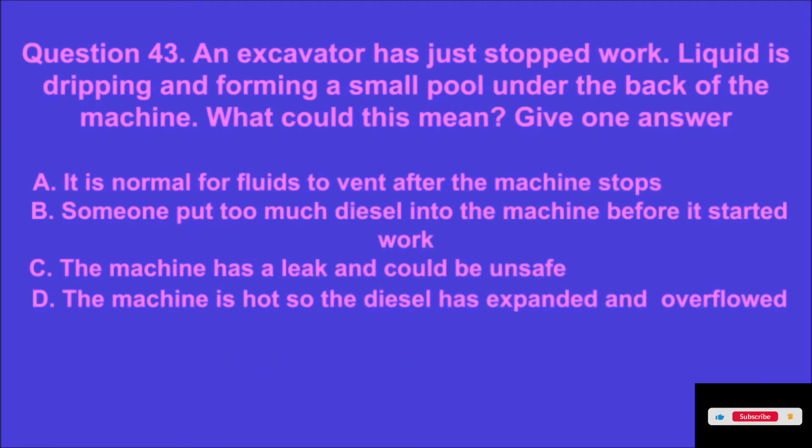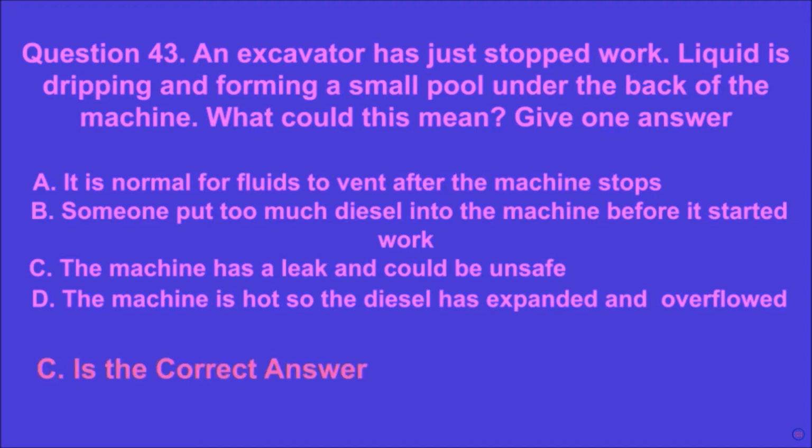Question 43. An excavator has just stopped work. Liquid is dripping and forming a small pool under the back of the machine. What could this mean? Give 1 answer. A. It is normal for fluids to vent after the machine stops. B. Someone put too much diesel into the machine before it started work. C. The machine has a leak and could be unsafe. D. The machine is hot, so the diesel has expanded and overflowed. C is the correct answer.